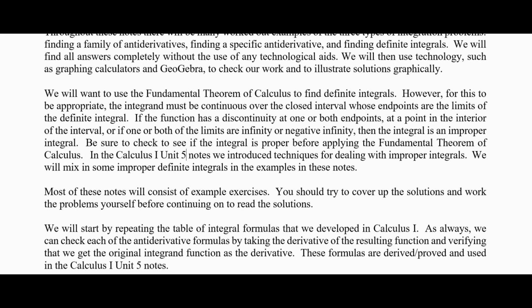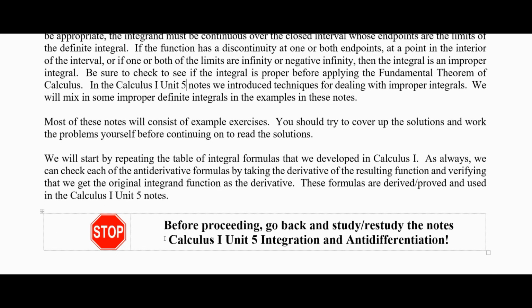So we'll start by repeating the table of integral formulas that we developed in Calculus 1. As always, we can check each of the antiderivative formulas by taking the derivative of the resulting function and verifying that we get the original integrand function as the derivative. These formulas are derived and proved and used in the Calculus 1 Unit 5 notes. So at this point, at the end of this video, you need to stop and go back to the Calculus 1 Unit 5 playlist and/or notes, if you have access to them from my class, and study that material first, because this is a direct continuation of that unit.